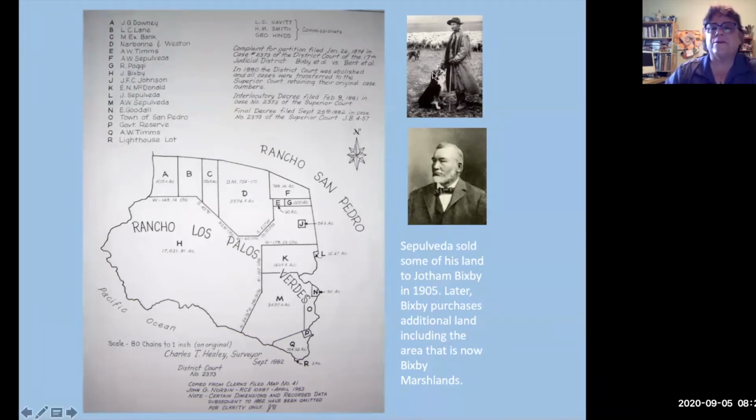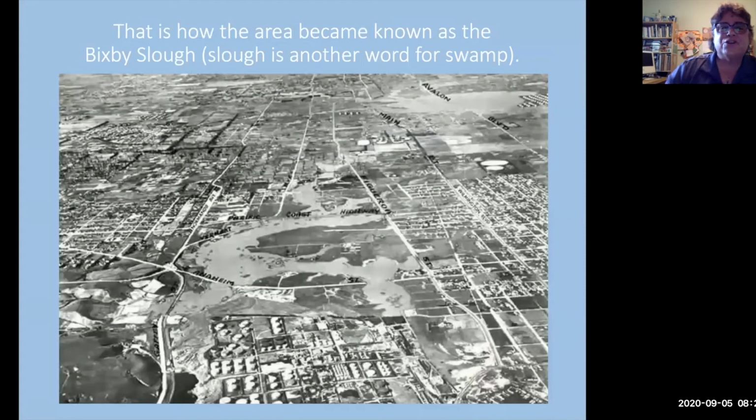This is him as a young man. He loved his dogs, and he was a rancher, but he ranched sheep, not cows. And this is him as a little bit older man. It was fun to go look for and find those photos. So this is how the area became known as Bixby Slough, not Marsh.